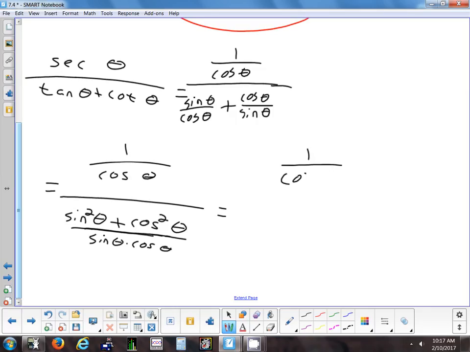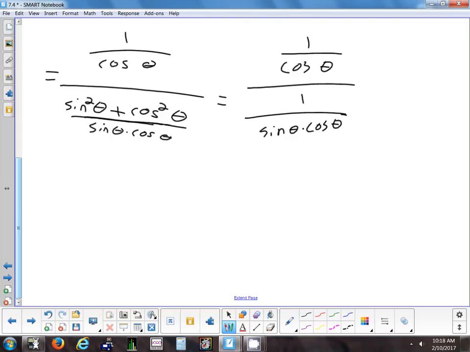And now, what can we do with that bottom piece? It does simplify, and it's something we've already used once today. Sine squared plus cosine squared equals 1. So now I don't have any more addition. I'm just dividing a fraction by a fraction. How do you divide two fractions?